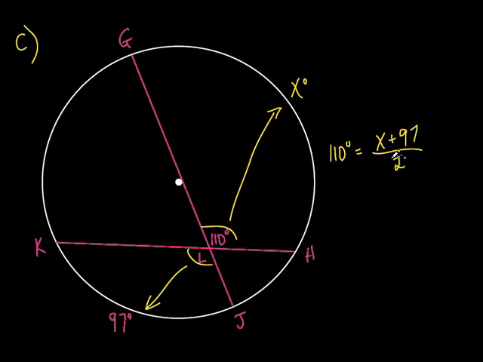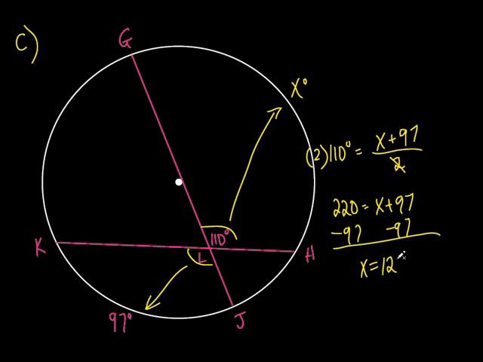Okay. Anyway, so what do we do here? We multiply both sides by 2. So if I multiply this side by 2, I get 220, and that's x plus 97. Subtract the 97. This should be old hat for you. At this point, if we subtract 97, I get 123, I believe that is. So x is 123, and that's what this arc is, 123 degrees. There you go. Simple as that.